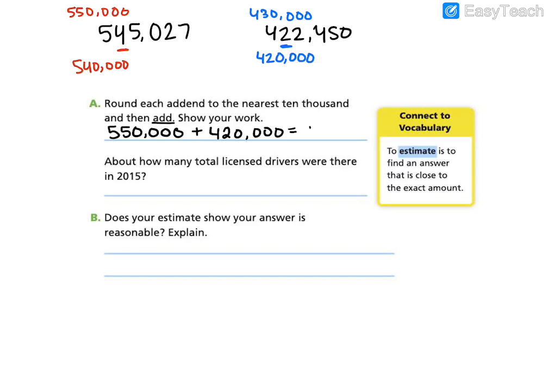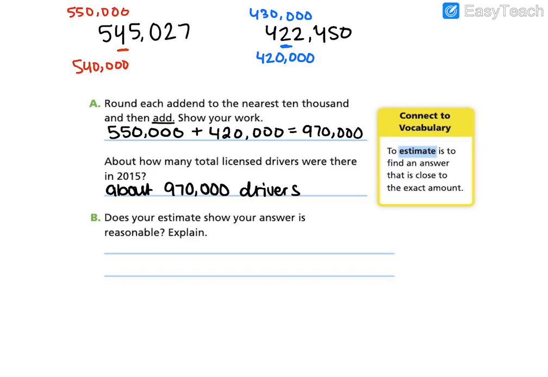Okay, so our estimate is 970,000. So the second part asks us about how many licensed drivers there are. There are about 970,000 drivers.